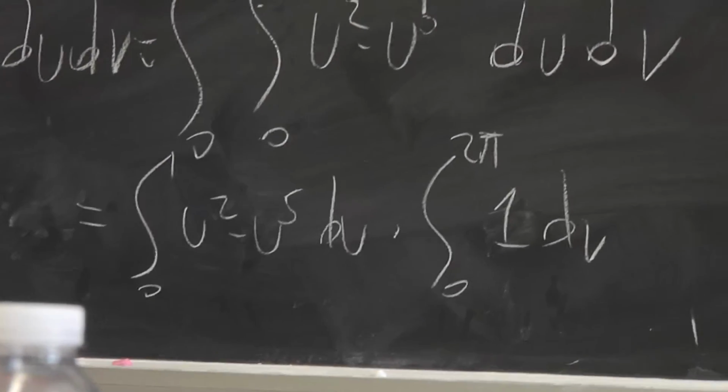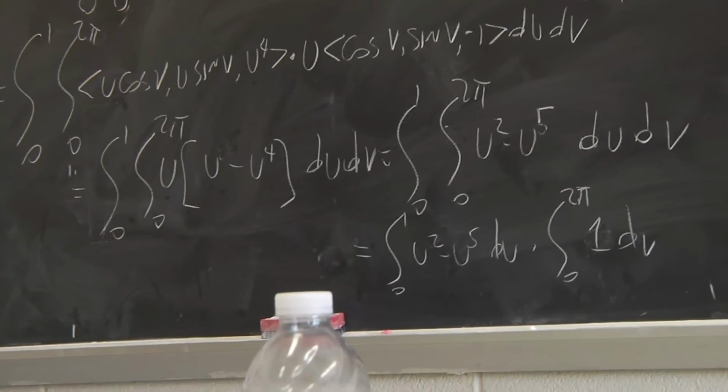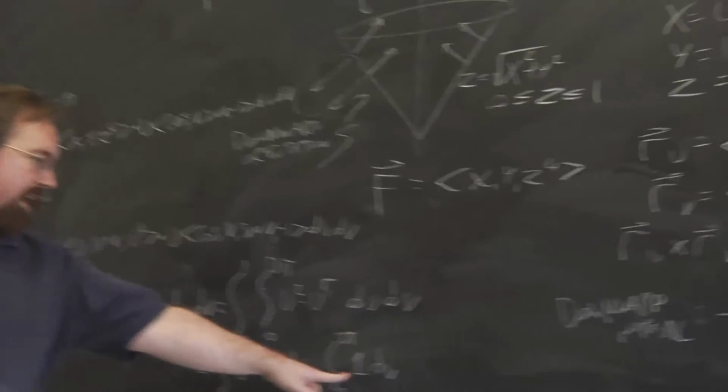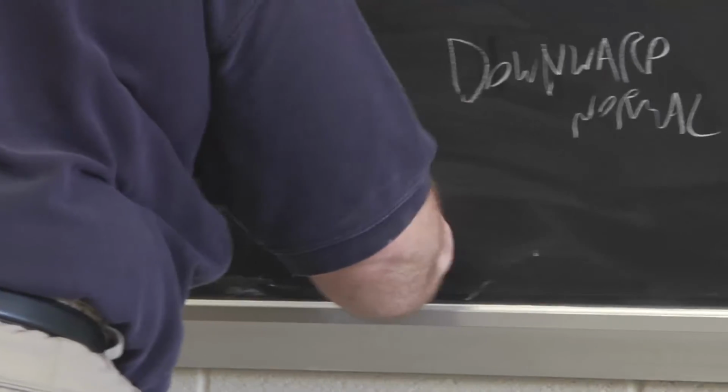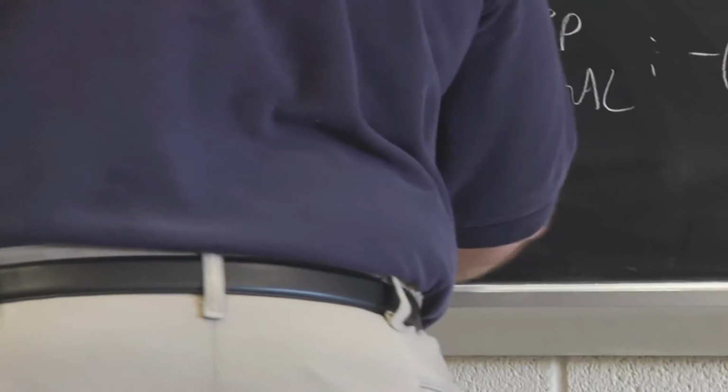So when the integrand separates very nicely like that, or if it only depends on one variable at all, that's something you can do. So this integral is just going to be 2 pi, then we have u cubed over 3 minus u to the sixth over 6 from 0 to 1. So we get pi over 3.